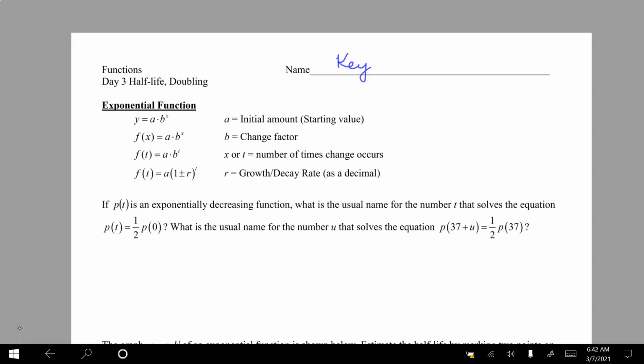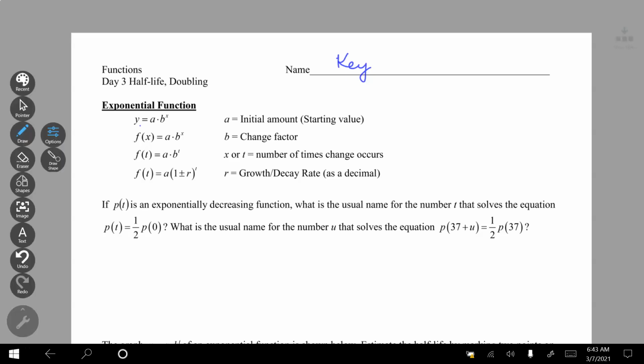Welcome to day 3. We're going to look at half-life and doubling time. How can we rewrite exponential functions using a little bit different formula? So our basic formula is still y equals a times b to the x. A is the initial amount.